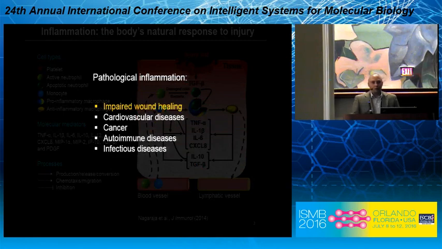The physiological role of inflammation is to facilitate wound healing and promote tissue regeneration after injury. However, in certain cases, inflammation can become pathological, meaning that something is malfunctioning in that complex system that we're talking about. And when inflammation is pathological, that actually can lead to impaired wound healing. Moreover, pathological inflammation can contribute to such serious diseases as cardiovascular diseases and cancer.